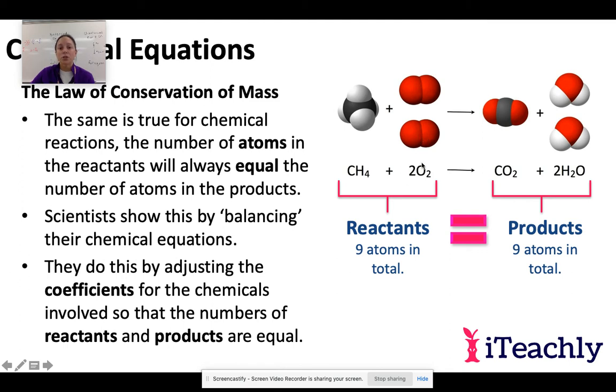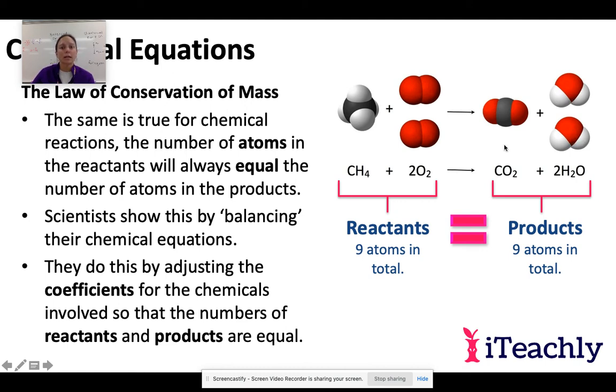Notice that I need 2 oxygens, 2 oxygens together, and it's going to make 1 CO2, which has 1 carbon and 2 oxygens, and 2 water molecules. 1 molecule with an oxygen and hydrogens here, and an oxygen and hydrogens here.